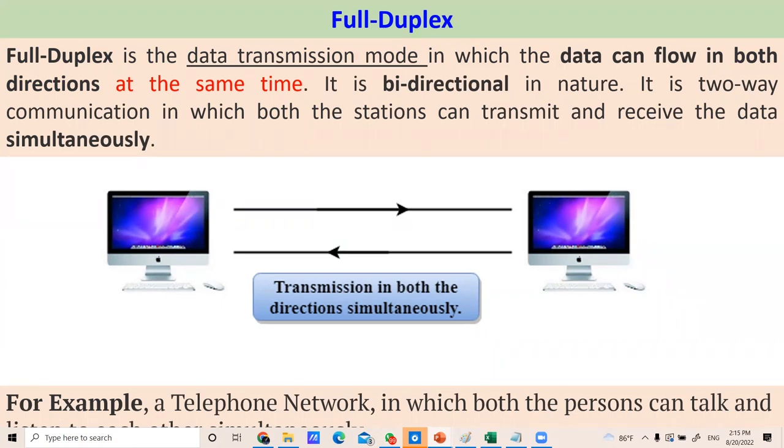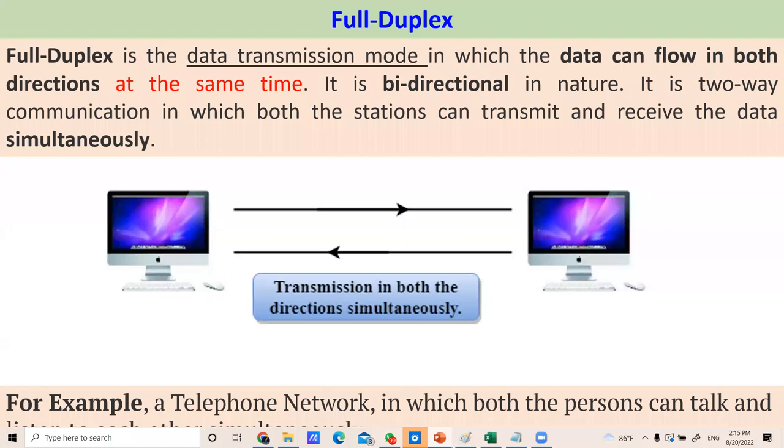While talking to the other party, you can send in feedback also. Right. Then think about that. A good example is video conferencing, like this Zoom. Think about this Zoom class. Can you guess whether that is half duplex or full duplex? This Zoom class. What kind of communication is happening between me and you? This is under full duplex.